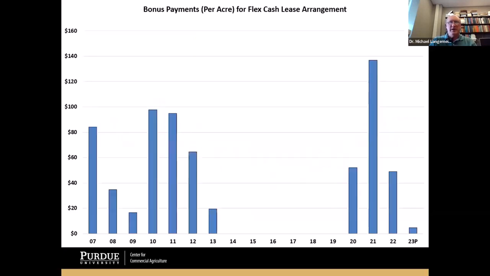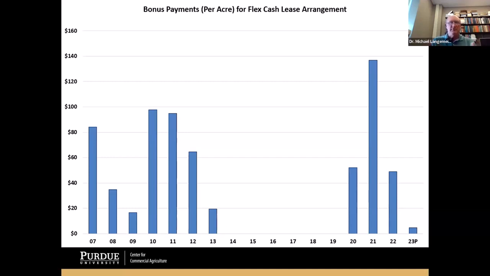But this slide does a good job of really contrasting the flexible lease with the share lease as well as the fixed lease. This particular arrangement does not have as large of bonuses as some of those I've been hearing. I've heard of flex leases with bonuses of $200, $300. I guarantee you their base rent's not the same as what I'm talking about here, and their threshold is different. I'm using a more cost-based threshold here.